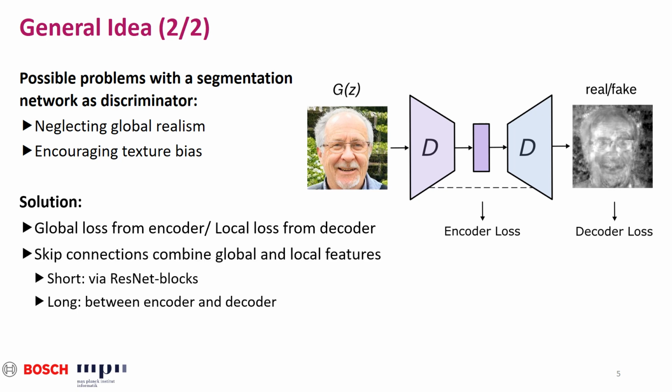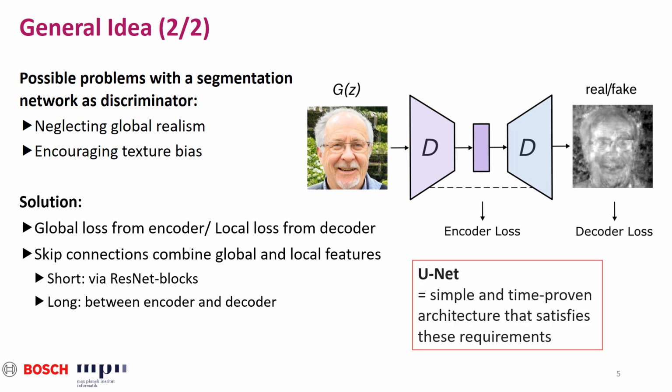Second, if you add skip connections between the encoder and decoder, as well as in the CNN blocks, then the local loss is not entirely local, but also takes information from all scales into account. That's why we propose a U-Net structure, which is conceptually simple and very popular for semantic segmentation. As you can see in the visualization on the right, the image is basically segmented into real and fake parts.